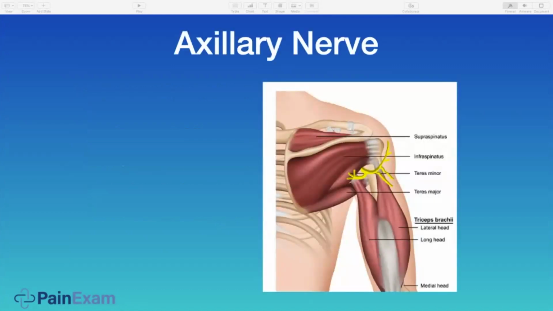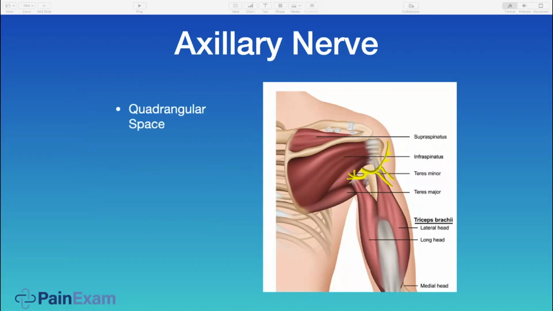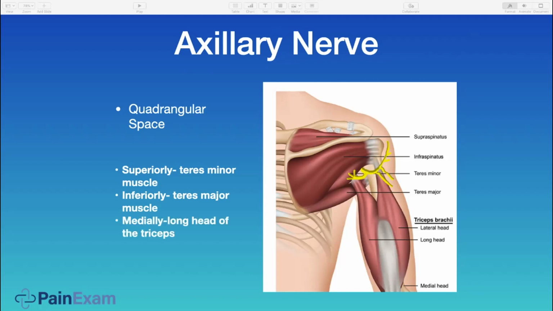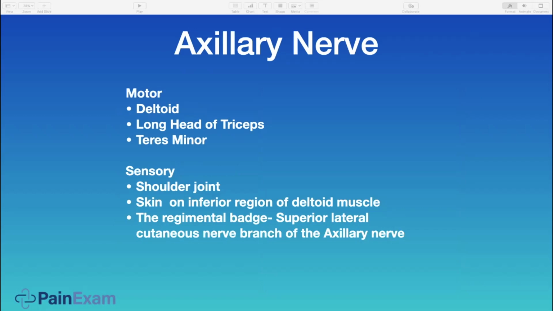Okay, the axillary nerve block. So you have here the anatomy once again: supraspinatus, infraspinatus, teres minor, teres major, the axillary nerve. This is the quadrangular space, very important space. You have this teres minor muscle, which is superior. Inferior, you have teres major muscle. Medially, you have the long head of the triceps, and laterally, you have the humeral shaft.